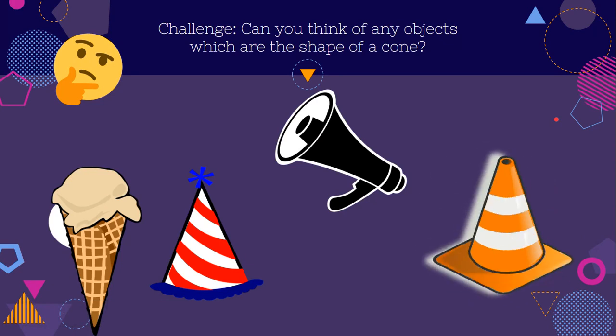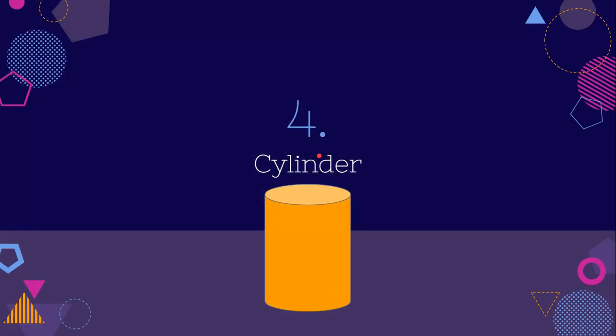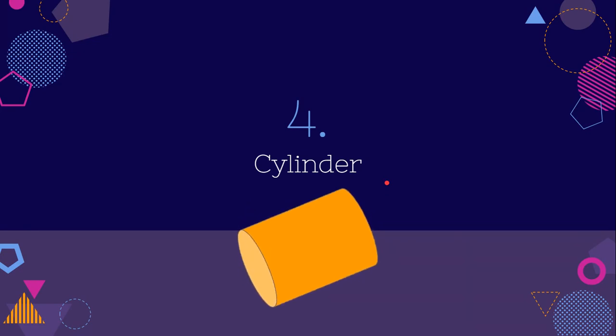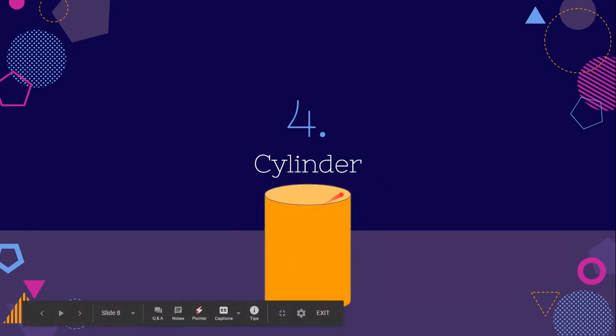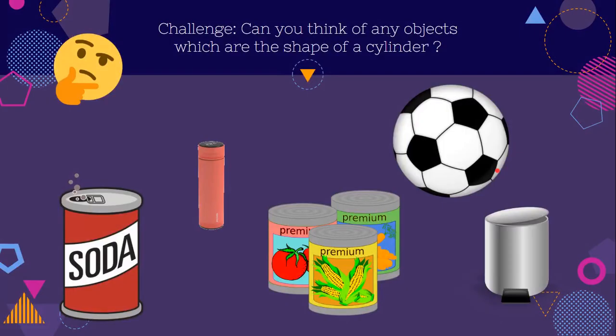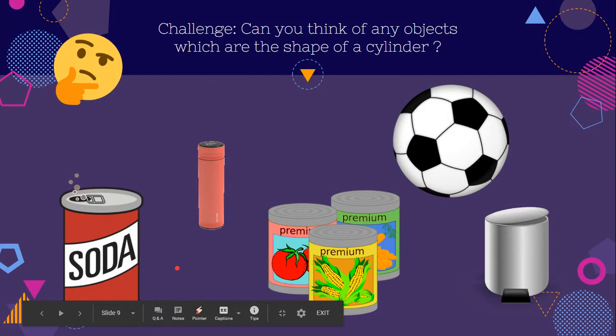Shall we move to the next shape? Off we go. Well, the next shape is a cylinder, and this is how the cylinder looks like. It's like rings on top of each other, and we have one circle on top and one circle on the bottom. Can you think of things that have the shape of cylinder? Let's see. Boys and girls, all of these have the shape of cylinder except one thing. Can you spot it?